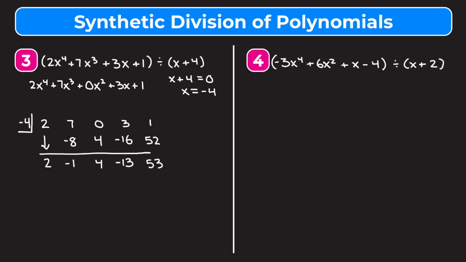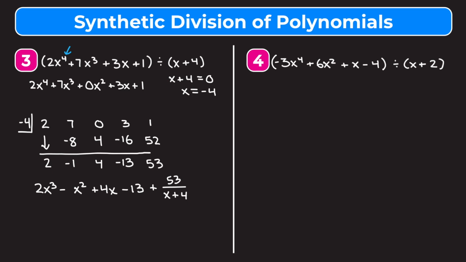So we started with a polynomial with a degree 4, so we had 2x to the fourth. So we know that our answer has to be a cubic polynomial, so we're going to start with 2x cubed minus 1x squared plus 4x minus 13, and then our remainder is 53, so we're going to add our remainder over what we divided by, which is x plus 4. We don't really need this 1 in front of the x squared, so I'll get rid of it. So we get 2x cubed minus x squared plus 4x minus 13 plus 53 over x plus 4.